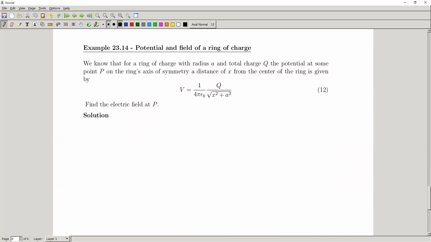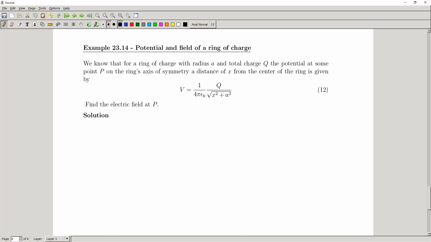Well, let's move on now to the final example of this chapter. This is going to be example 23.14 from the textbook. This is a charged ring, so we're looking at the potential and the field of a charged ring. And so we know that for a charged ring with a radius a and a total charge q, the potential at some point P on the ring's axis of symmetry, a distance of x from the center, is given by the expression that we see here.